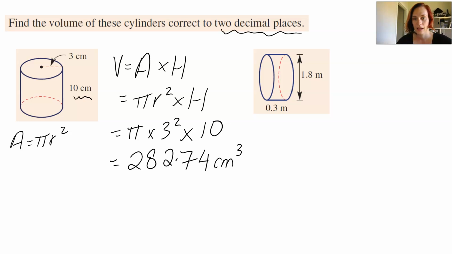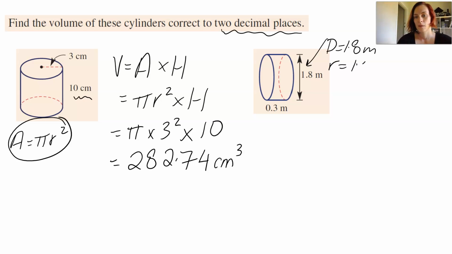All right, our second one, this time we still have a cylinder, so we know that the cross-section will still be a circle. This time, however, we need to think about some information. To do our area of a circle rule, we need to have a radius. What we've been given here is a diameter. If the diameter is 1.8 meters, then our radius is going to be 1.8 divided by 2, which is going to give us 0.9 meters.